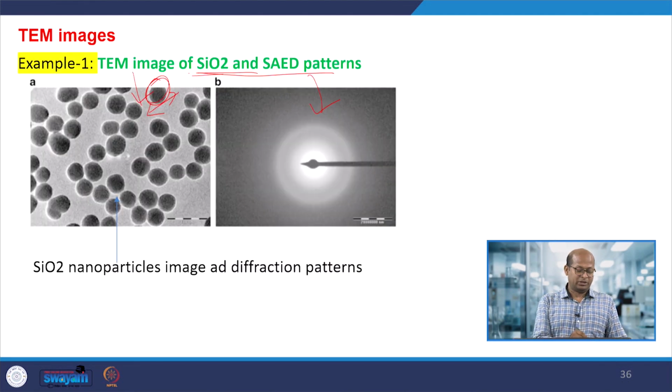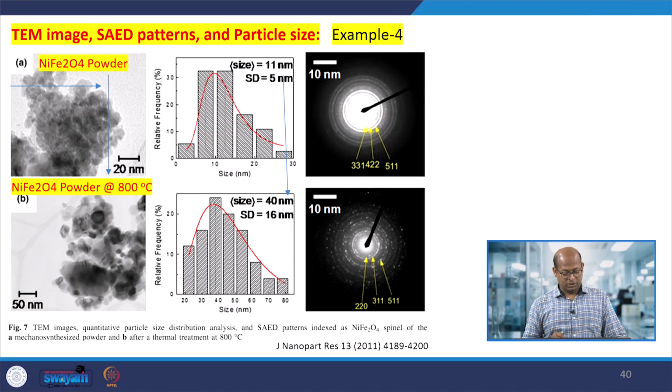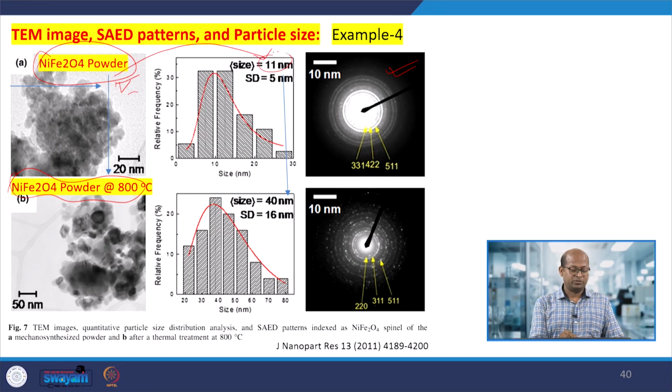Here I was showing that SiO2 forms different particle sizes, as you can see. If we know the size bar, here you can see the iron oxide powder was taken and a TEM image was taken, and this is the SAED pattern. Here is nickel iron oxide that was heated up to 800 degrees centigrade. In this particular powder or nanomaterial, the size was 11 nanometers.